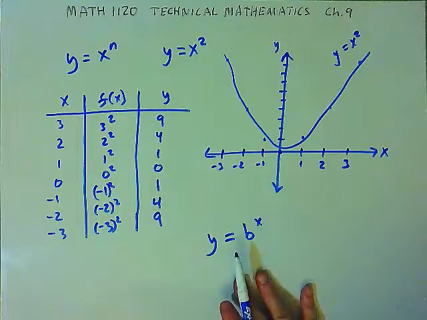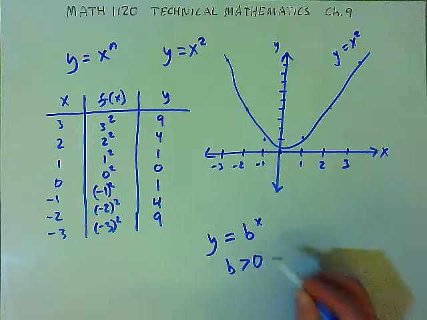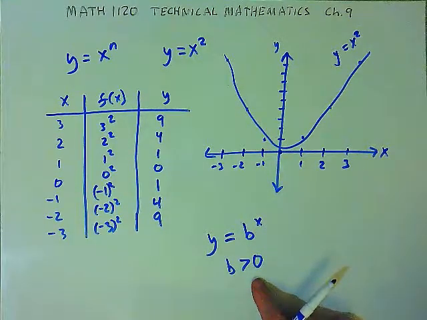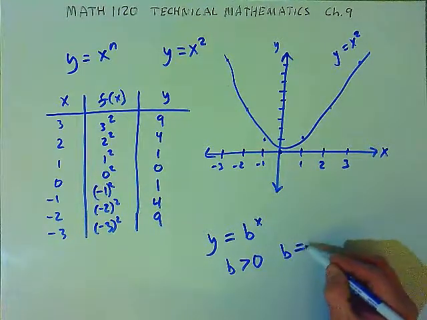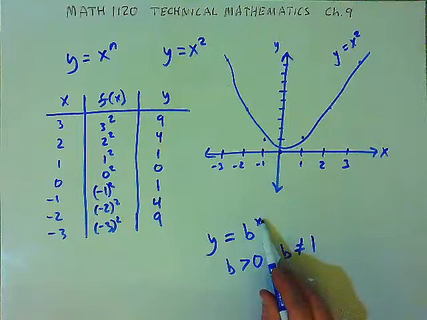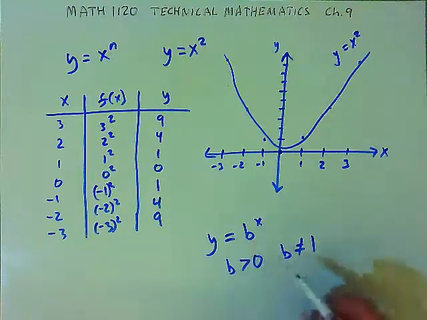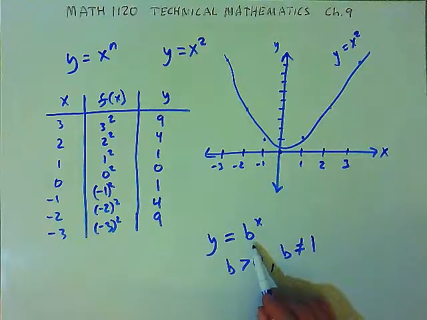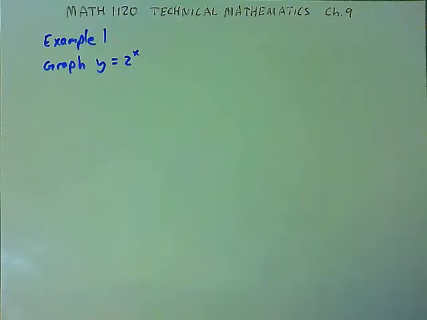And so we need to set some stipulations here. First of all, b has to be greater than 0. So b cannot be 0 or a negative number. And also b cannot be equal to 1. B could be a decimal. It could be 0 point something, but it can't be 1. And the reason for that is because 1 to any power is always 1. So even though the exponent is changing, if the base was 1, that wouldn't change the y values as the x values changed.